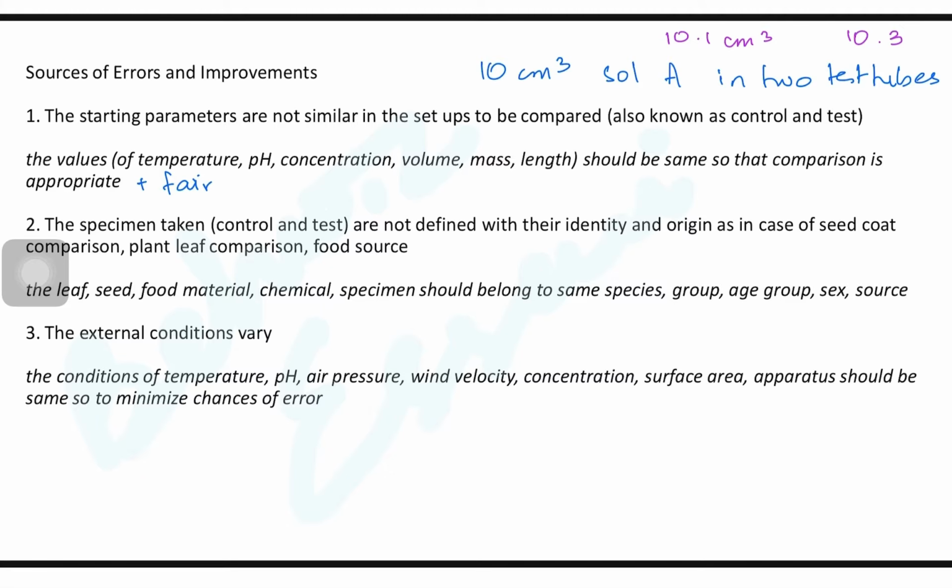The specimen taken, whatever you are doing the experiment on, what if their identities and origins are not the same? So you have to talk about the idea that the specimens taken are not defined with their identity and origin. What if you are comparing two different plant species? Or two different seeds? What if you're comparing two different fruits or two different animals? What if they were not comparable in a way that you wanted them to be?